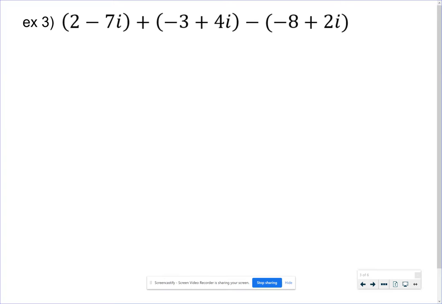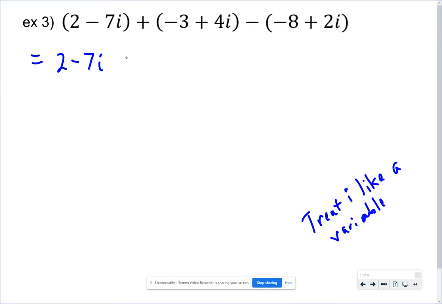We are not multiplying. So remember, the idea is treat the i like a variable. It's not a variable. It's a number. It's the square root of negative 1. But we treat the i like a variable. And in the next problem, we'll see an extra twist with the i, but we're going to treat the i like a variable. So treat it like an x. We're going to remove the parentheses and combine like terms.